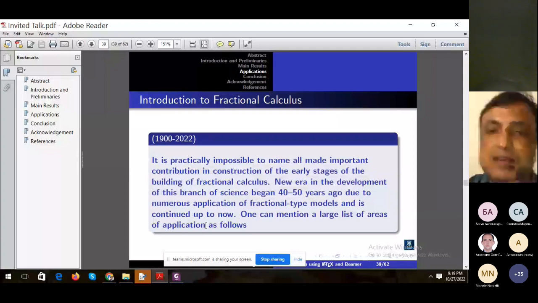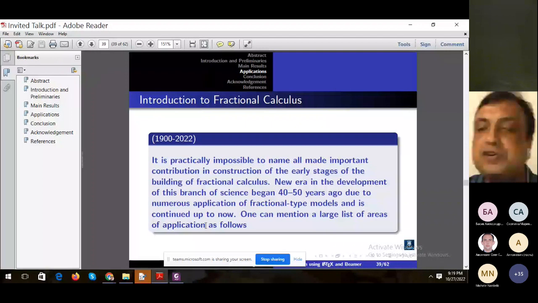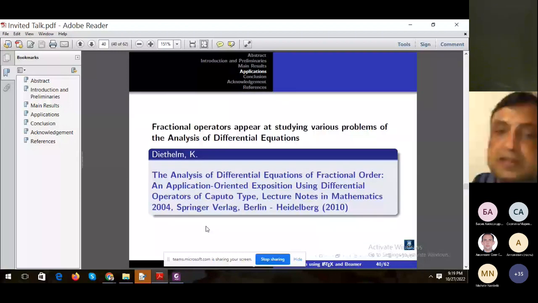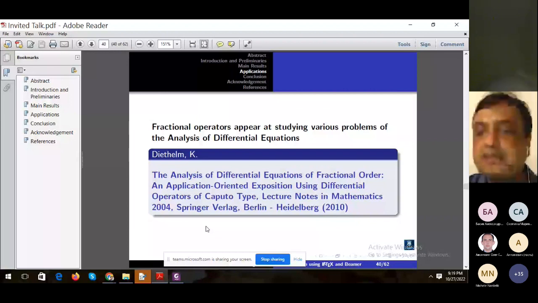Then here I mention some of the important developments in the field of fractional calculus from an application point of view between the 19th century and 2022. It is practically impossible to name all who made important contributions in the construction of the early stage of the building of fractional calculus. A new era in the development of this branch of science began 40 to 50 years ago due to the numerous applications of fractional type models and continues up to now. One can mention a large list of areas of application as follows. Here I mention some of the important contributions by some well-known scientists.